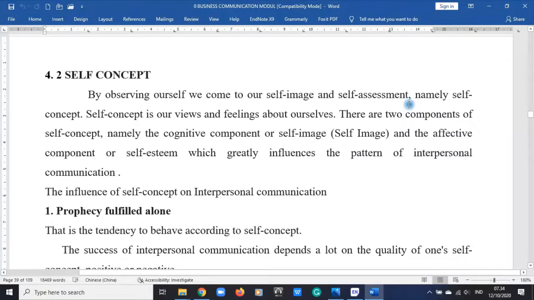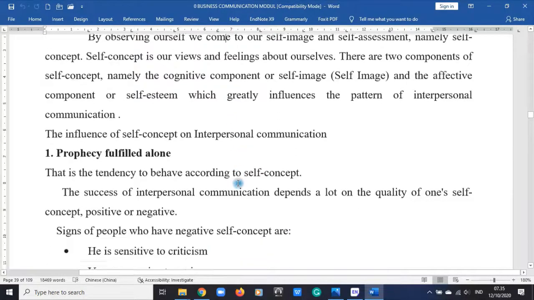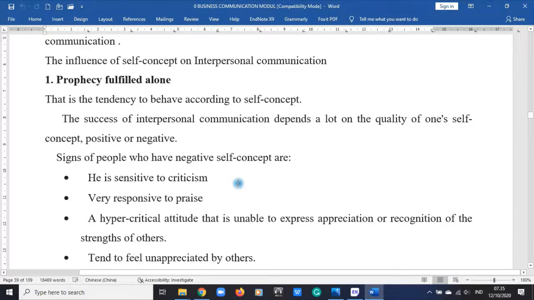And the next subchapter is self-concept, or in Indonesia we call it konsep diri. Self-concept is really important because by observing ourselves, we can come to self-image and self-assessment. We can know what is inside ourselves. Self-concept influences interpersonal communication, especially the self-fulfilling prophecy.